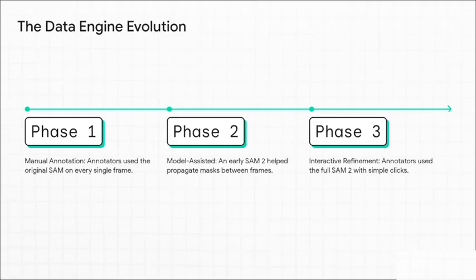They created what they call a data engine that worked in 3 phases. Phase 1 was just pure manual labor, using the original SAM on every single frame. Super slow. In Phase 2, they got a bit smarter and brought in an early version of SAM-2 to help automatically spread the masks from one frame to the next, which definitely sped things up. But Phase 3, that's where the magic happened. They put the full interactive SAM-2 into the loop, allowing annotators to just provide a few simple clicks here and there to correct the model's mistakes.